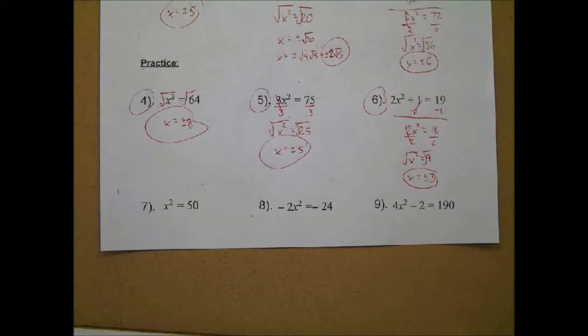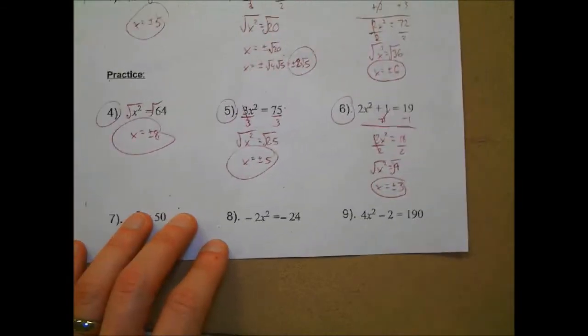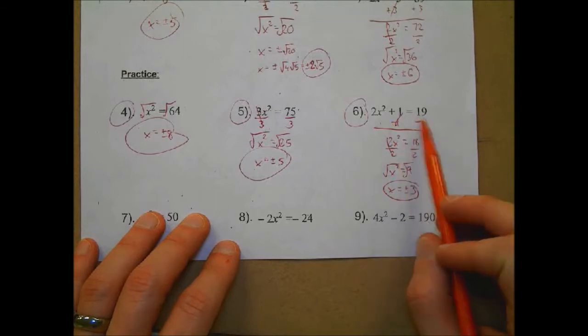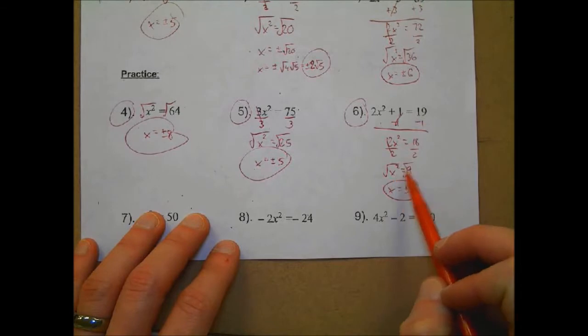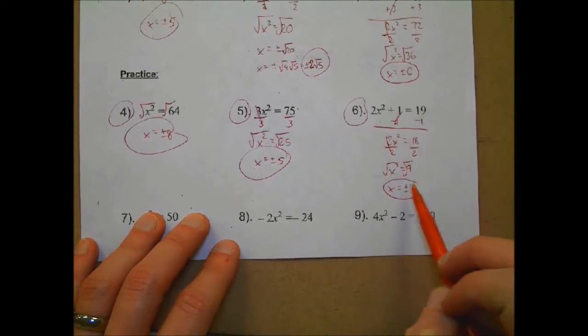Number 6. This one has some stuff with the x squared, so you just want to isolate it, just like you would for any other equation. Subtract 1 on both sides. You get 2x squared equals 18. Divide both sides by 2. You get x squared equals 9. Square root now. Square root of 9 is 3, and of course it's plus or minus 3.